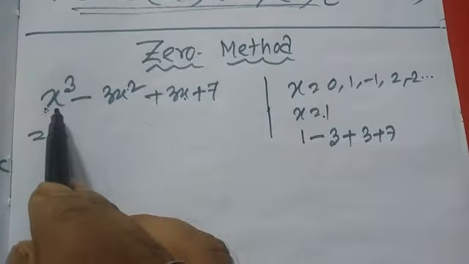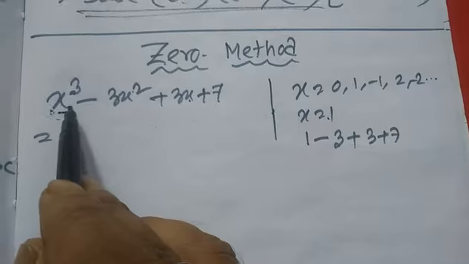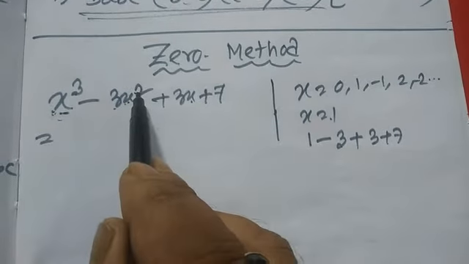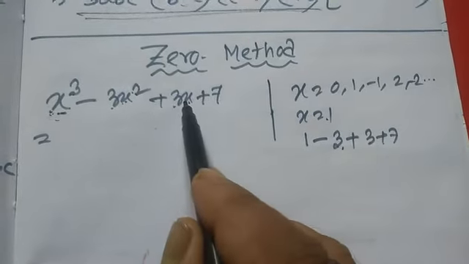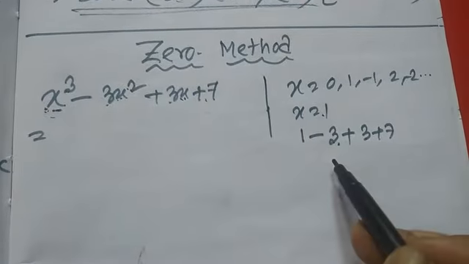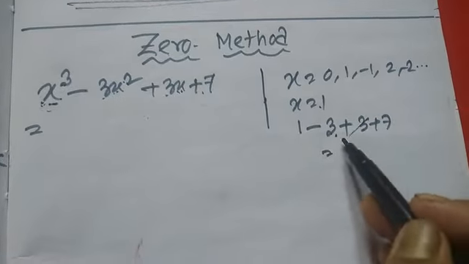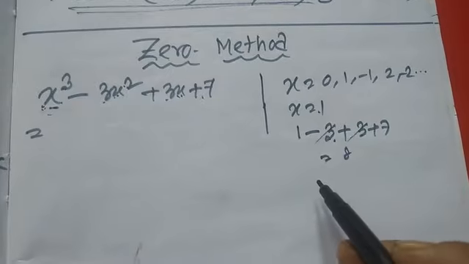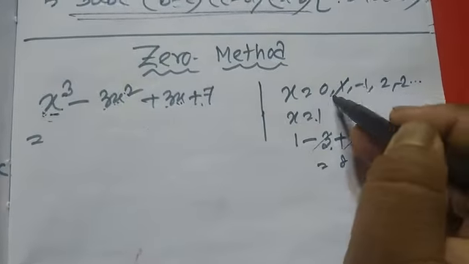If we put x equals to 1 in the expression, 1 cube is 1, 3 into 1 square is 3, 3 into 1 is 3, and 7. Does it give you 0? Minus 3 plus 3 can be cancelled? No, it is coming 8. Now let us check for minus 1.